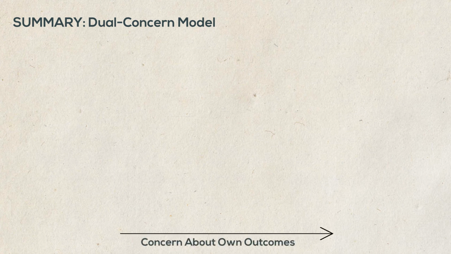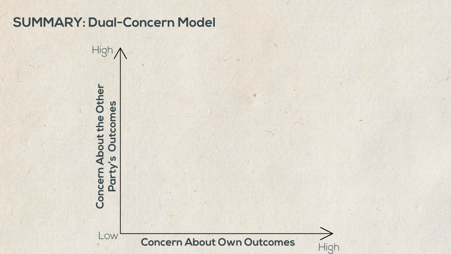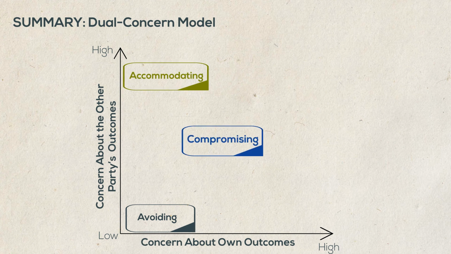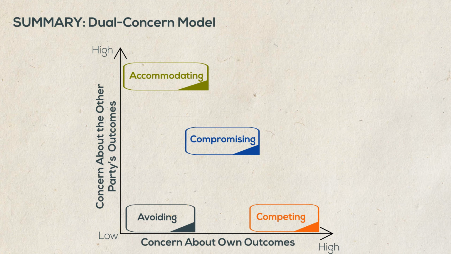Summary. The degrees of self-concern and other concern determine the choice of conflict behavior. The 5 prototypical behavioral strategies in the course of a conflict are avoidance, accommodating, compromising, competing, and problem solving.